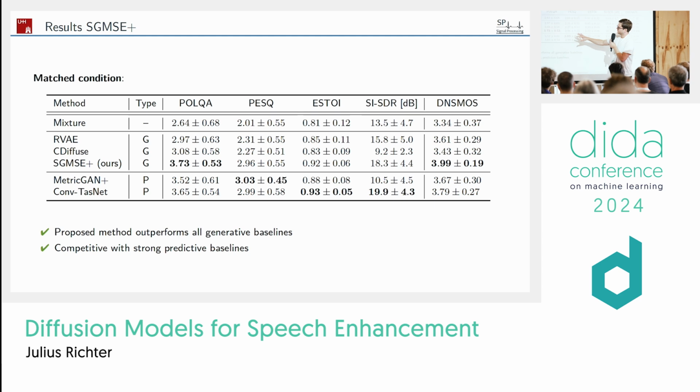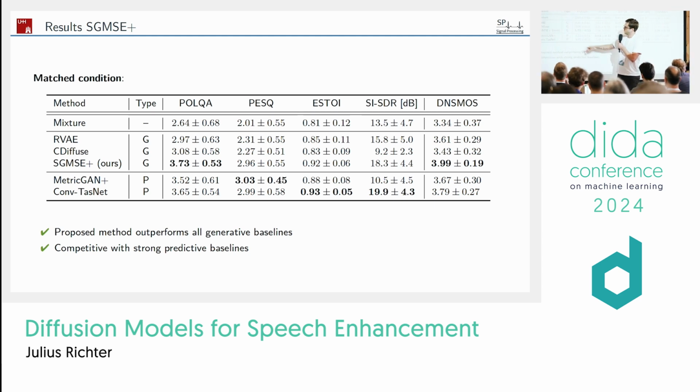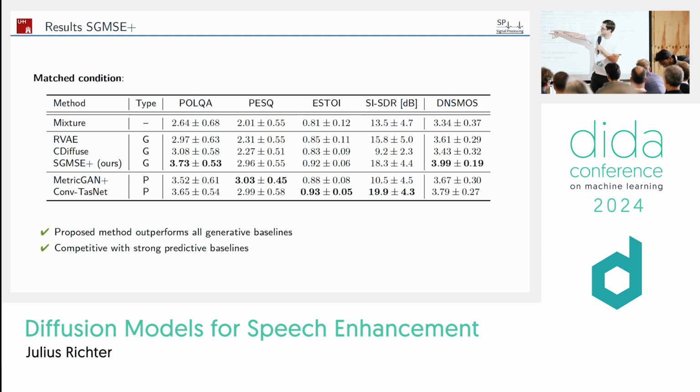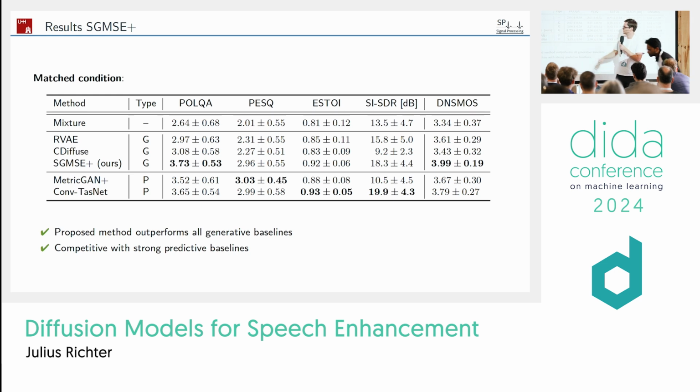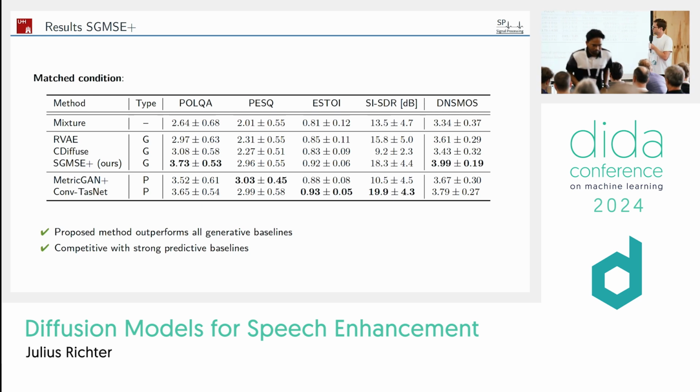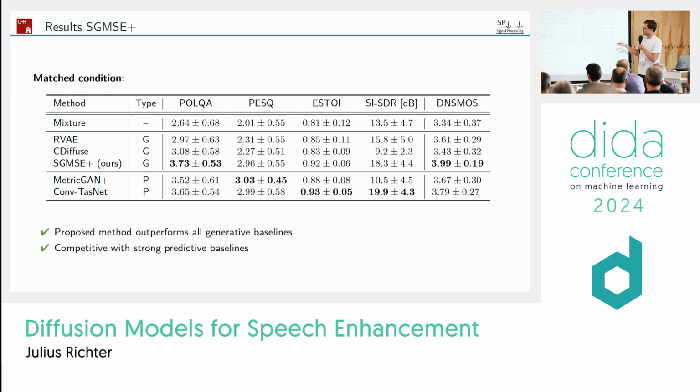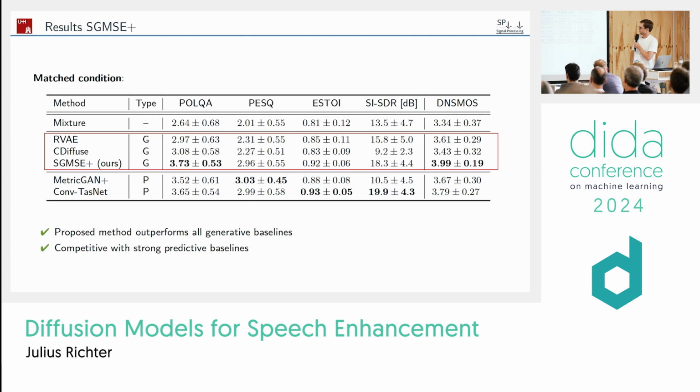So here we have several algorithms, and I sorted them among the algorithm types. So we have generative approaches and predictive approaches. We will see a bit more in detail what that means, but for now, it's just important to understand that we have two groups of algorithms. And if you first look at the generative approaches, then you see that we outperform all methods and all metrics.